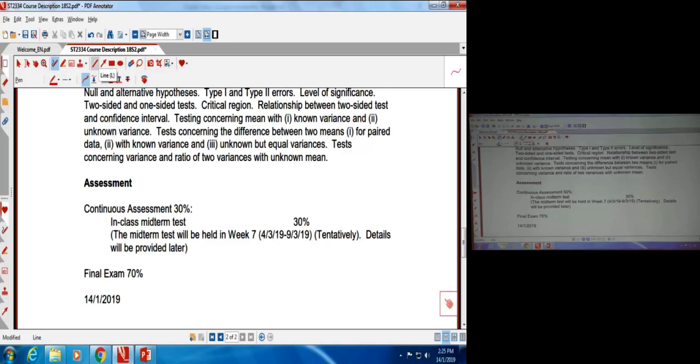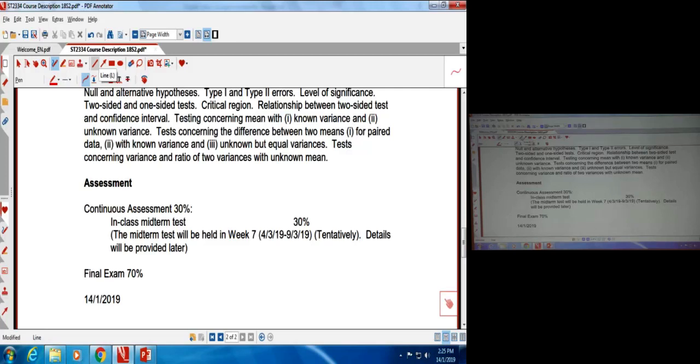It's likely to be in the evening or on the weekend, because there are 3 groups, 3 lecture groups. So we have to arrange a time that is available or suitable for most of us. All right, final exam 70%.